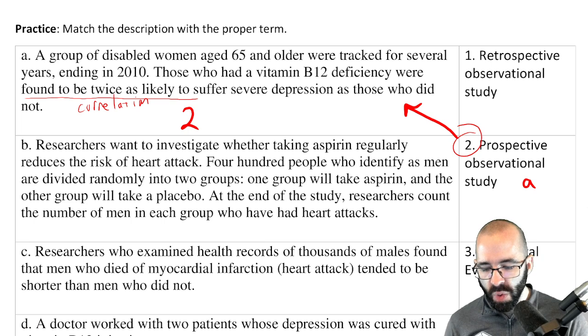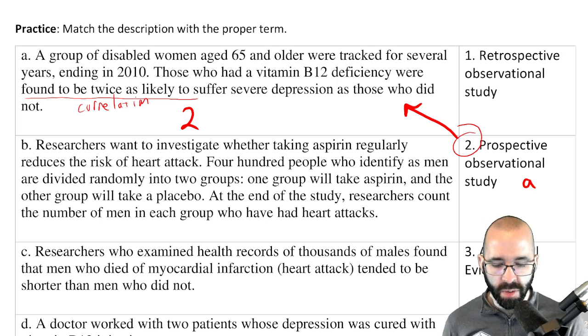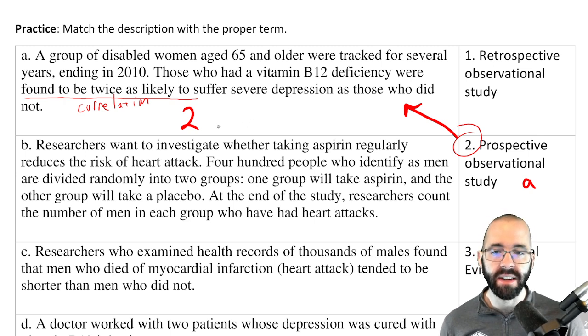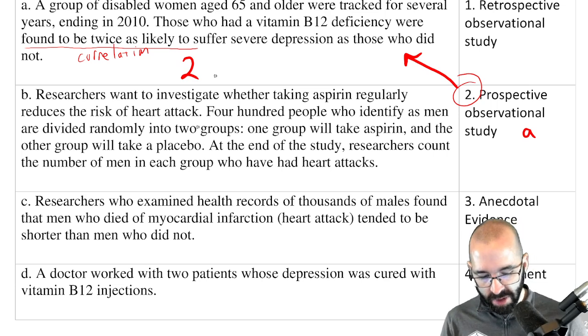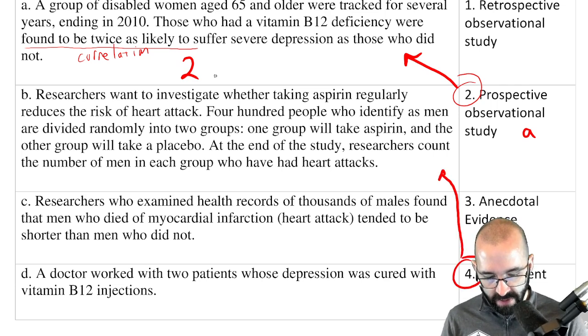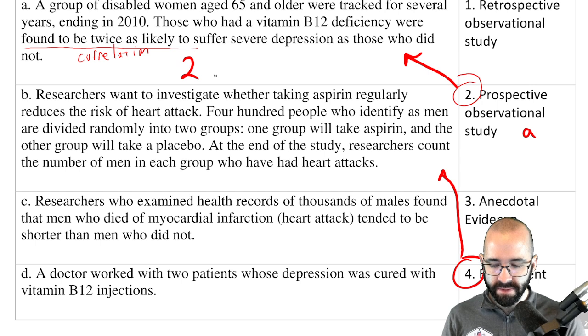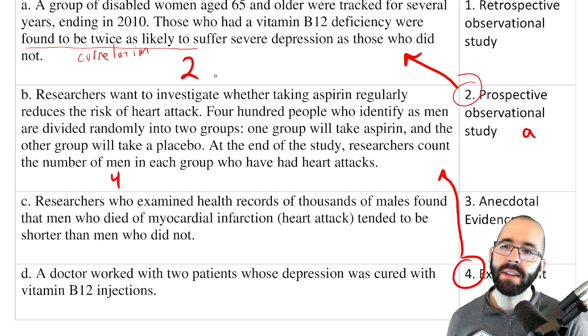In letter B, researchers want to investigate whether taking aspirin regularly reduces the risk of heart attack. 400 people who identify as men are divided randomly into 2 groups. One group will take aspirin, the other group will take a placebo. At the end of the study, they count the number of men in each group who have heart attacks. Okay, so we can see that this is an experiment. This is a randomized experiment because we're dividing into two groups. Some people are getting the treatment, some people are not. There we go. That's letter B. Or you can say this is 4.